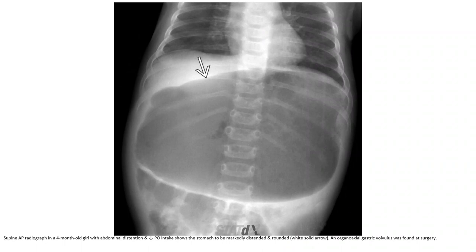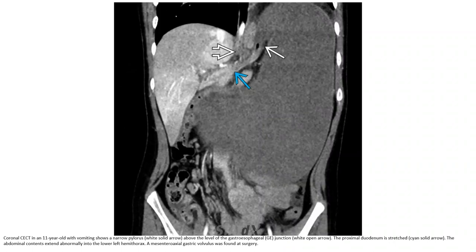AP radiograph in a 4-month-old girl with abdominal distension and decreased PO intake shows the stomach to be markedly distended and rounded. An organoaxial gastric volvulus was found at surgery. Contrast enhanced CT in an 11-year-old with vomiting shows a narrow pylorus at the level of the gastroesophageal junction. The proximal duodenum is stretched. The abdominal contents extend abnormally into the lower left hemithorax. A mesenteroaxial gastric volvulus was found at surgery.